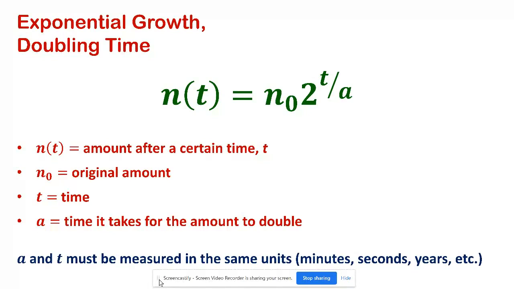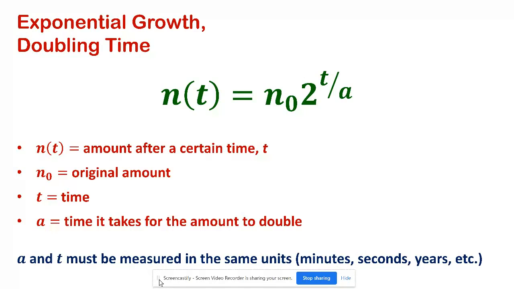So if you have some idea of how long it will take something, whether that's a population of a species, whether that's money in a bank account, whether that's the size of the known universe. If you know how long it will take to double in size, then you can use this function here to figure out some other information about it. So here's what we got going on. N of t, that's our final amount after a certain amount of time. It is a function of time, function of t.